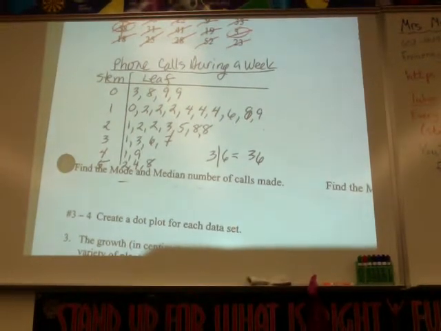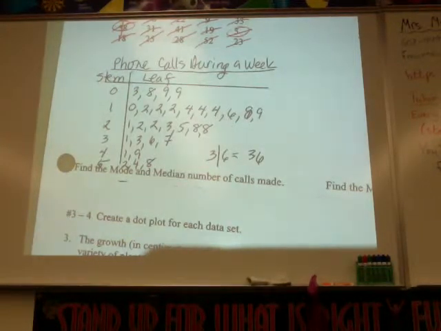Now, they asked for just creating a stem and leaf. They didn't ask us to find mean, median, and mode, but we could, and we will in some of the other questions.